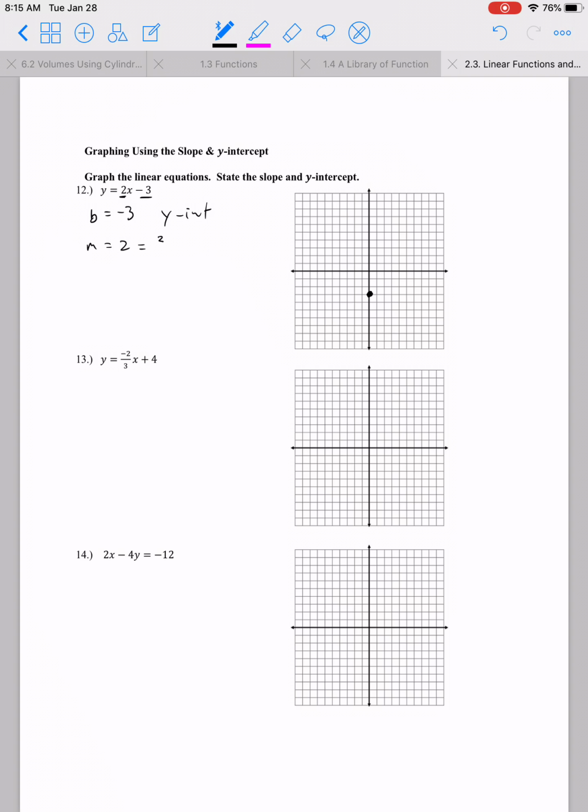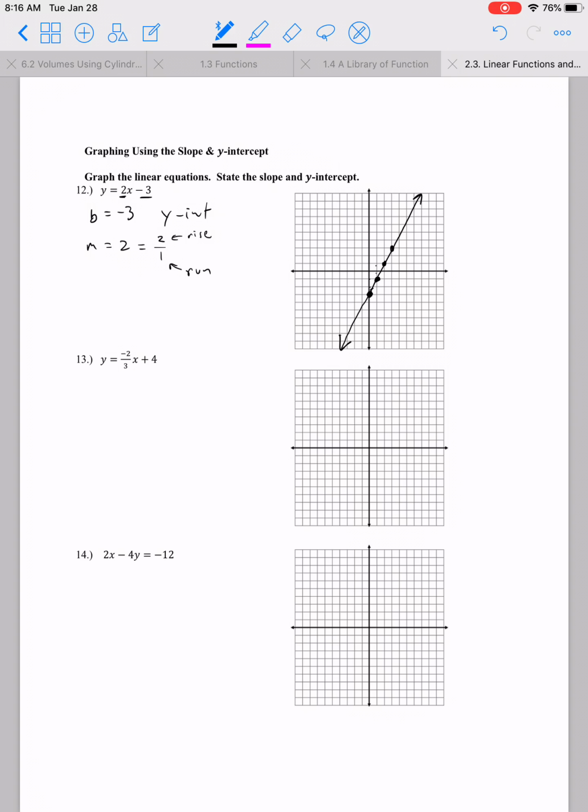Well, 2 equals 2 over 1, which means we have a rise of 2 and a run of 1. So what we'll do is we'll start right here, we'll go up 2, and then run over 1. And in fact, you can keep doing that, up 2 over 1, up 2 over 1, just like that. Plot out a few points, and then connect them in a straight line. Okay, there you go. There's that one.